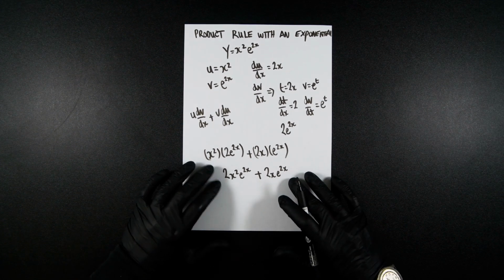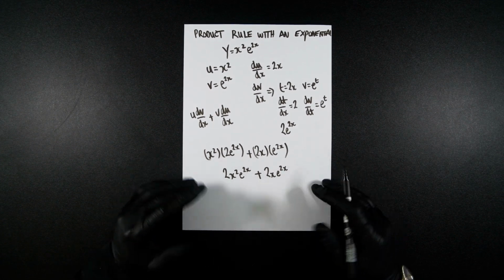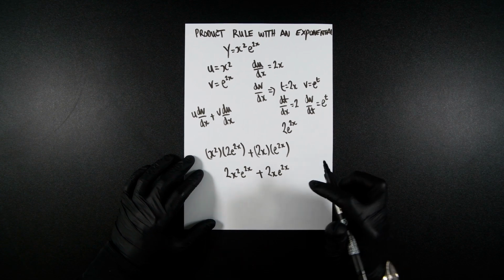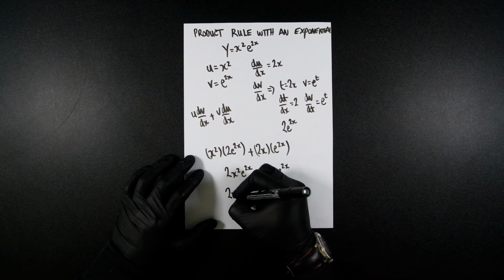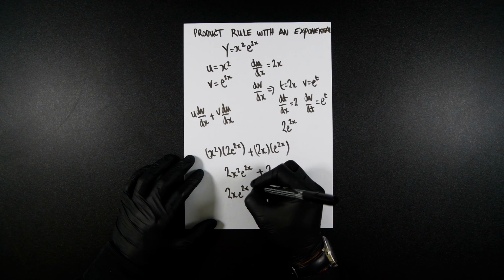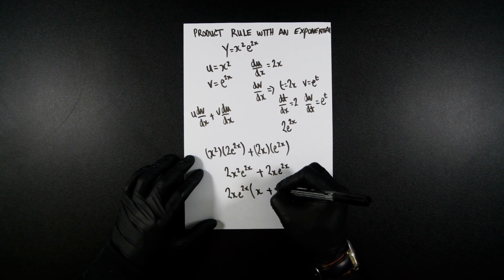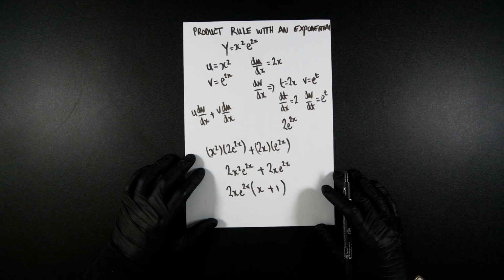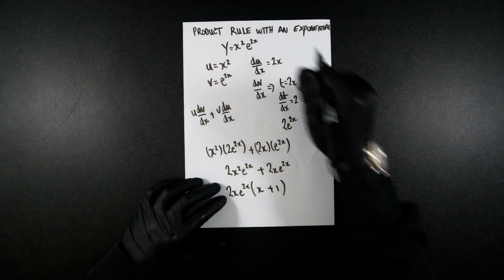This could be left as your final answer. However, there's a fairly obvious factorization that could happen where you can pull out 2x e to the 2x, and you're then going to get x plus 1. So that's how you fully differentiate this.